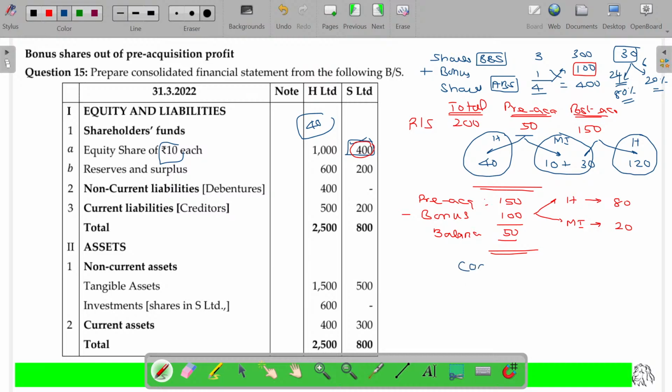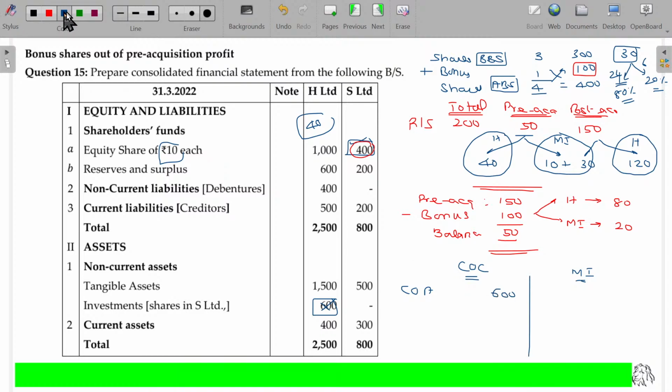Now cost of control as well as minority interest. Cost of acquisition, how much is that? Purchased for 600 rupees. Now add the book value of shares along with the bonus shares. Book value of shares along with bonus shares. This 400 includes bonus shares also. So out of that 80 percent, 320 will be here, and equity share capital including bonus share 80. Actually, it is nothing but 240 plus bonus share 80.